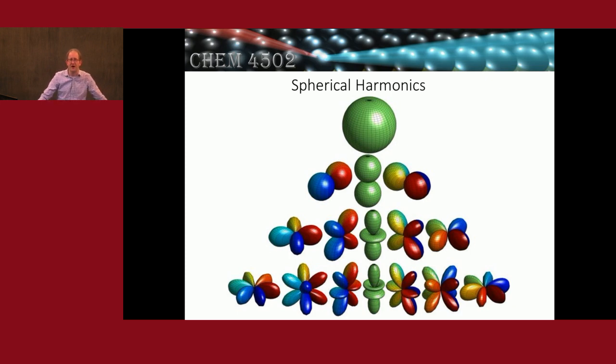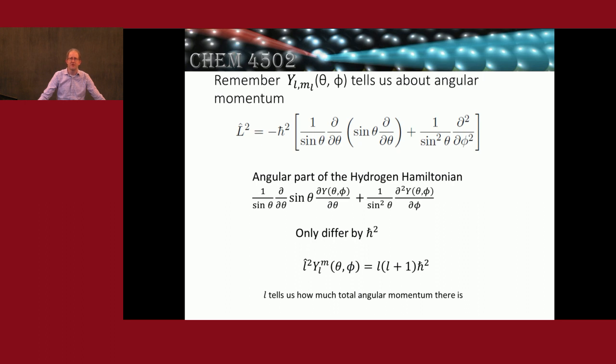What about the spherical harmonics that we hinted at? Well, remember, the spherical harmonics are going to be the solution to that equation. We already saw that our angular momentum squared operator is minus h bar squared times the Legendrian, which is given here. The angular part of the hydrogen Hamiltonian looks like this. They only differ by a factor of h bar. And so when I operate L squared on this, I get L times L plus 1 times h bar squared. That orbital angular momentum quantum number tells us how much orbital angular momentum there is, just like for a particle rotating on a sphere.